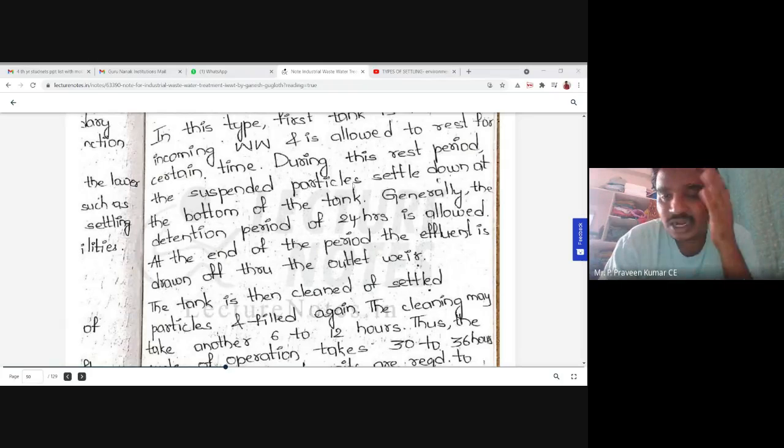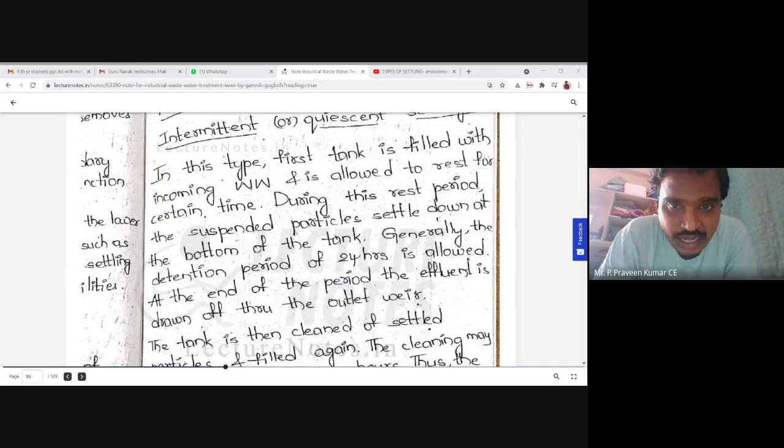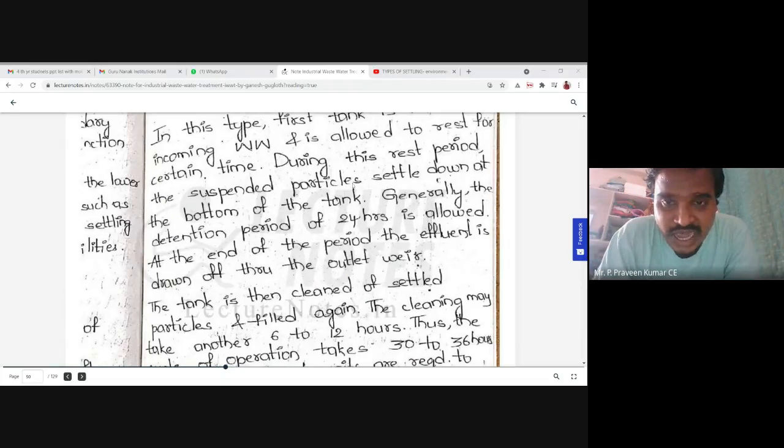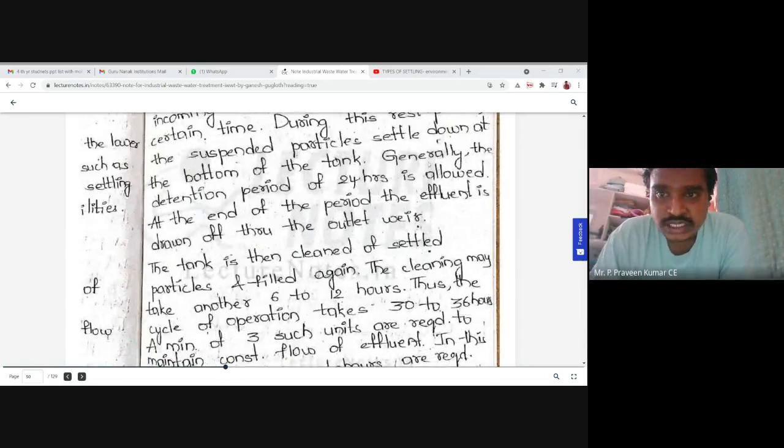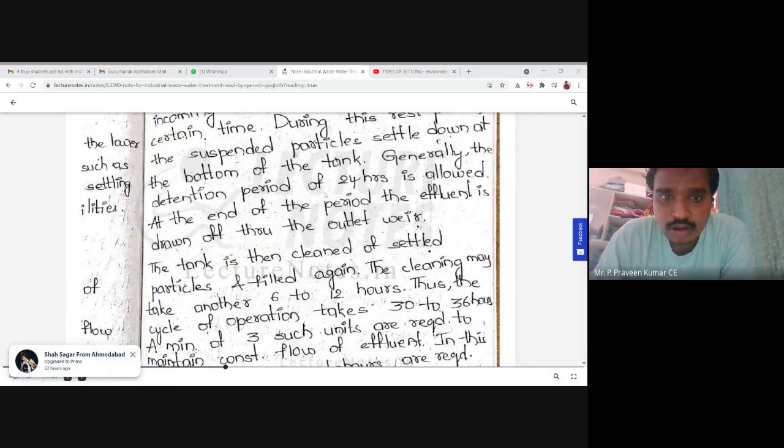If your water is not disturbed for some time, then automatically the particles having more specific gravity will be settled at the bottom of the tank. You can do the experiment in the house itself. If you take turbid water which consists of more suspended particles and keep it without disturbing for some time, then automatically the polluted particles will be settled at the bottom of the jar or tank. Generally, the detention period of this procedure is 24 hours.